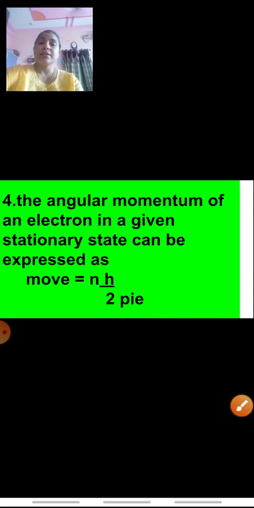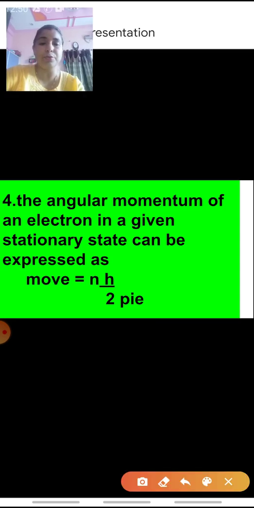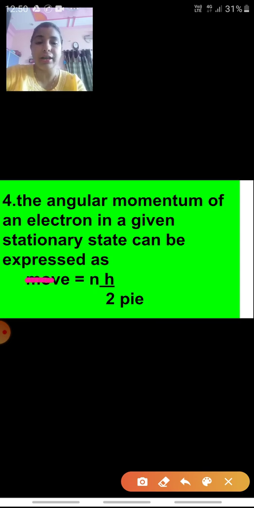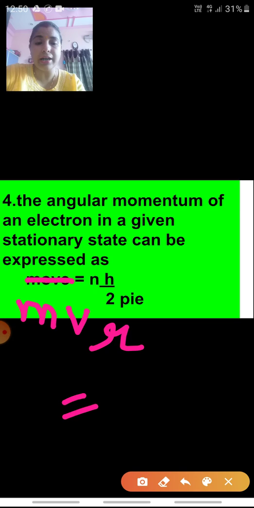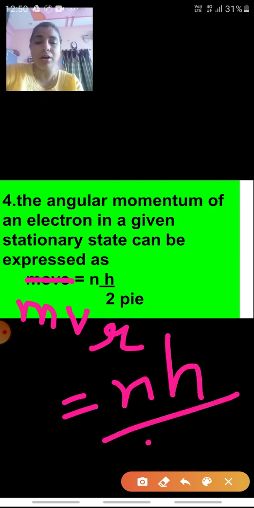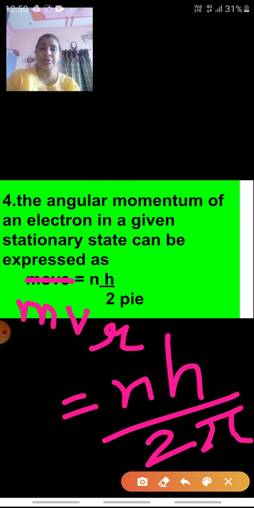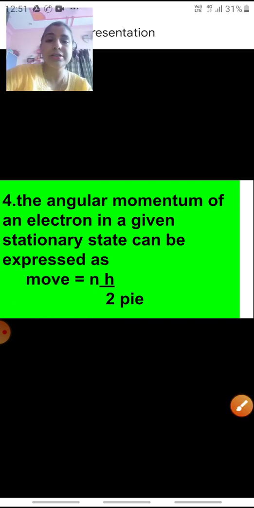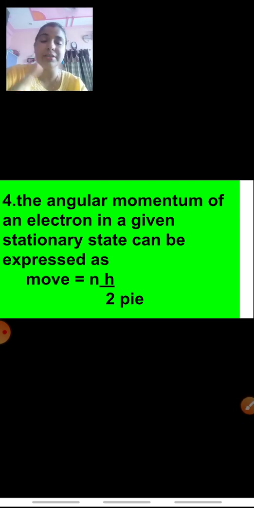Next is, the angular momentum of an electron in a given stationary state can be expressed as nh upon 2 pi. The angular momentum is mvr, this is not move, it is mvr. This mvr is equal to nh upon 2 pi. This is the angular momentum of the electron in a given stationary state. Momentum, I believe you all must know. What is momentum? It is mass into velocity. When it is going in a circular path, it becomes mass into velocity into the radius of that circular path.